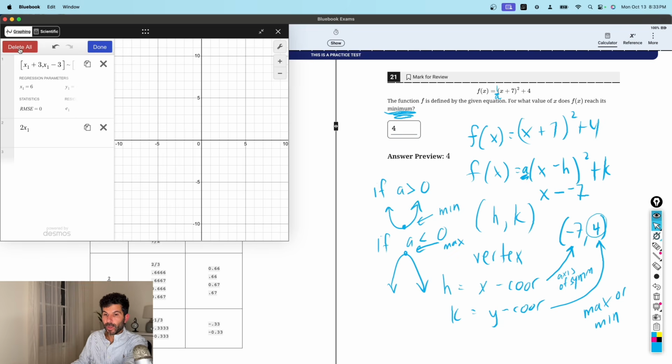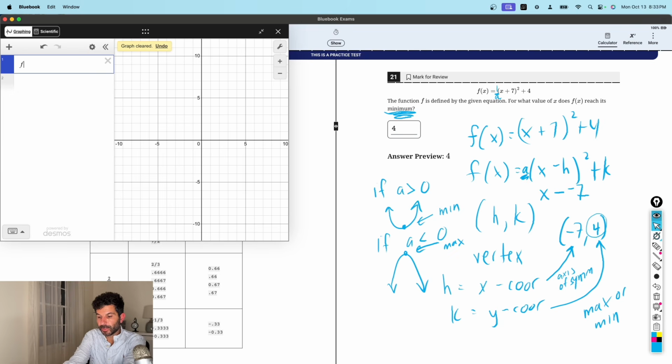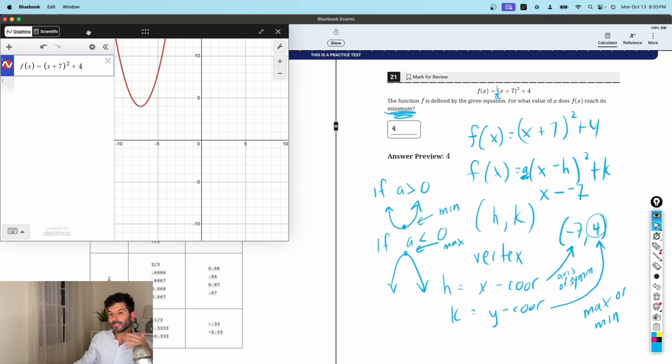Now, if you have the time and you wanted to graph it, you can say f of x is equal to parentheses x plus 7, close parentheses, shift 6, 2, tab, plus 4. You can see that I have a parabola. We don't really care so much about that. We just care about this point right here. This is my minimum value. It is, again, the y coordinate of that ordered pair. So that is your answer, 4.